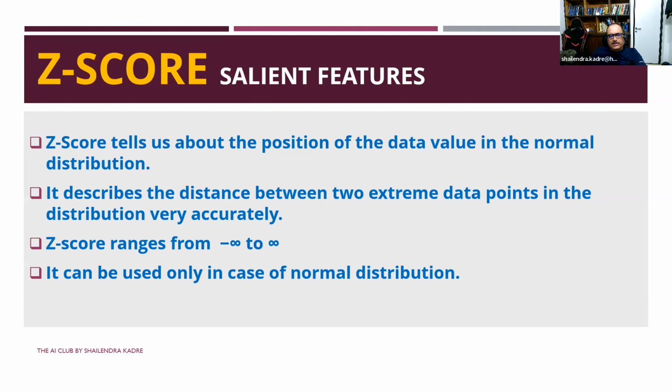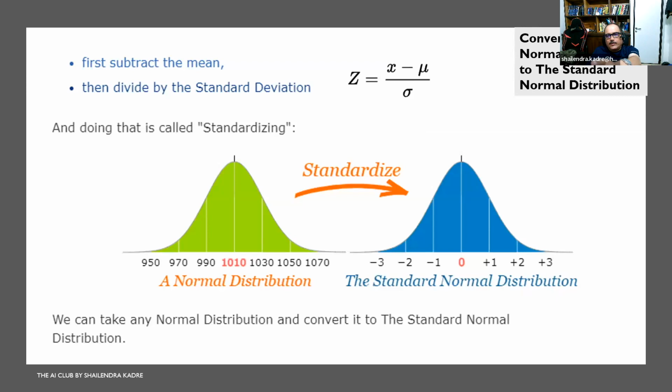Z-score, if you calculate it for X, there are some values below the mean and some values above the mean. So if it is below the mean, then the Z-score will become negative. If X is less than mu, then Z will become negative. Do you agree with that?